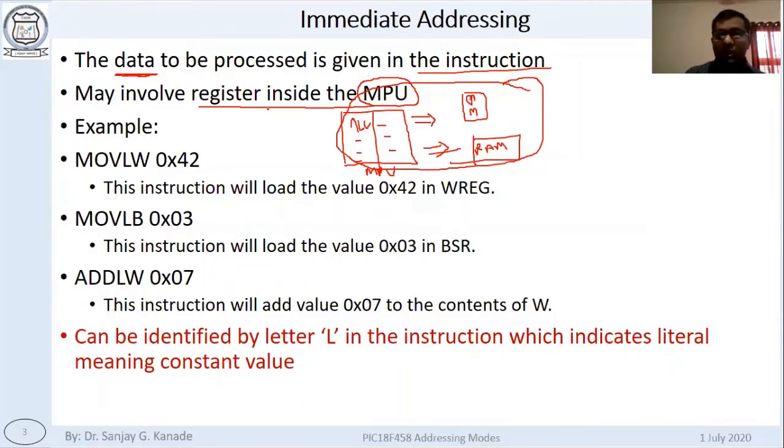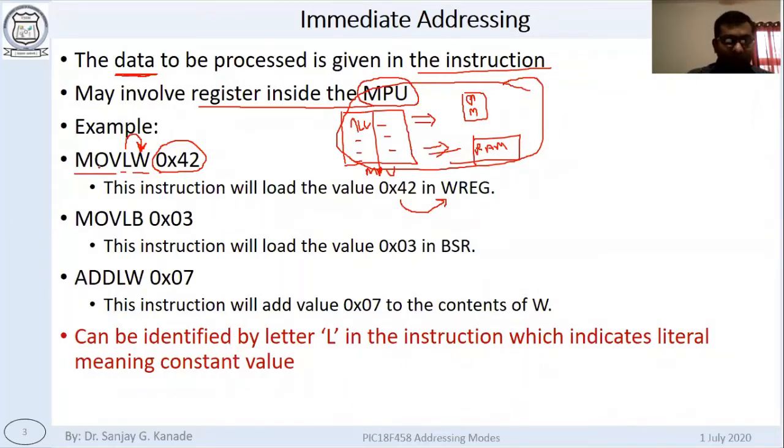We have already seen examples of these instructions. For example, MOVLW, this instruction. What it does, it copies literal to W, right? And that literal is this value. So this instruction, what will it do? It will copy the value 42 into WREG. This number is actually the value that we have to copy in WREG, in the working register.